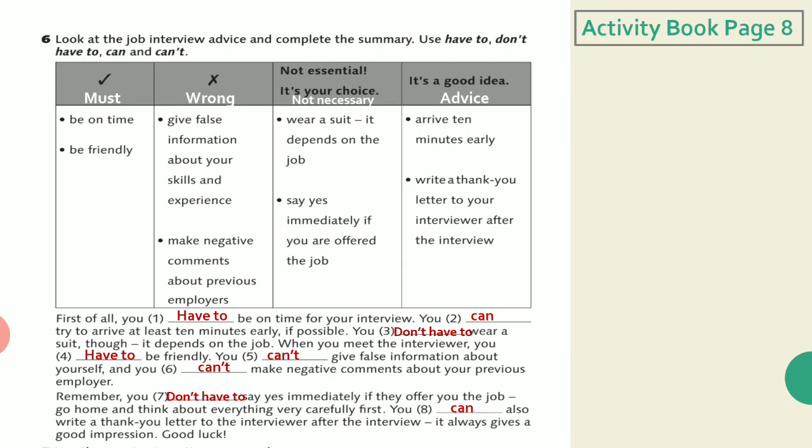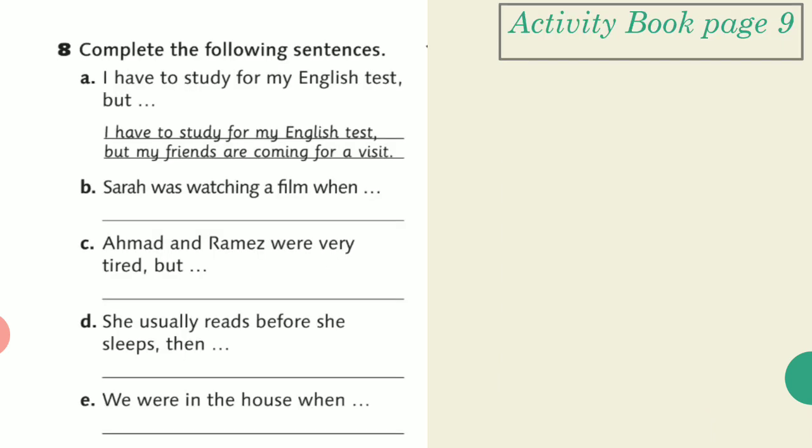Let's move to the next exercise. We have activity book, page 9, exercise 8. Now, exercise 8 is about the linking words. So, in the exercise, you will answer depending on the tenses you have learned and depending on the linking words. So, here we have but in A, when in B, and but in C, then in D, and when in E. So let's start with A.